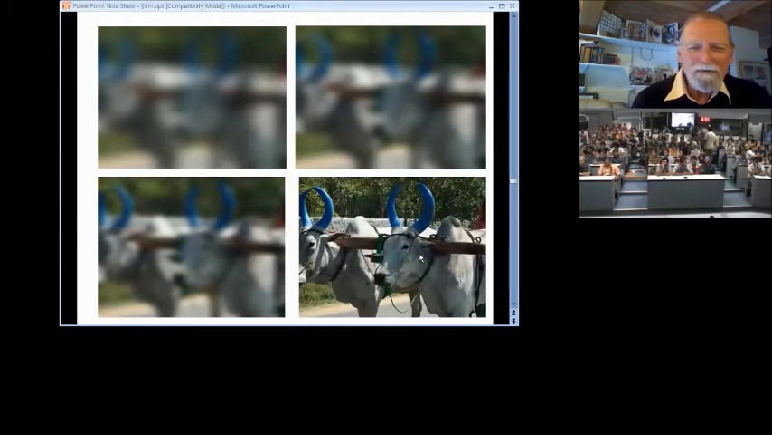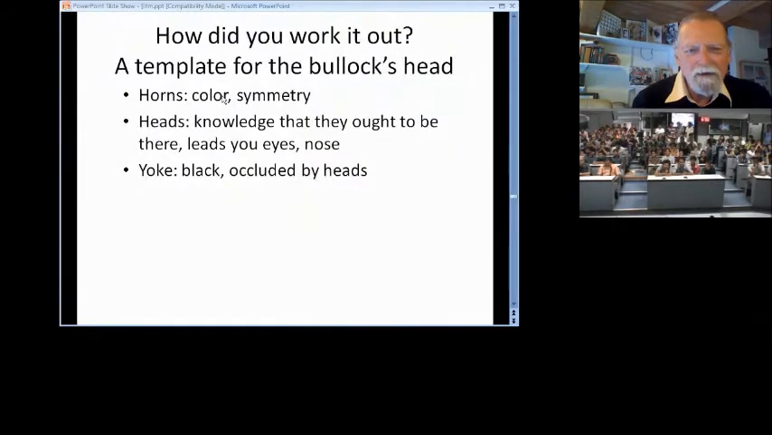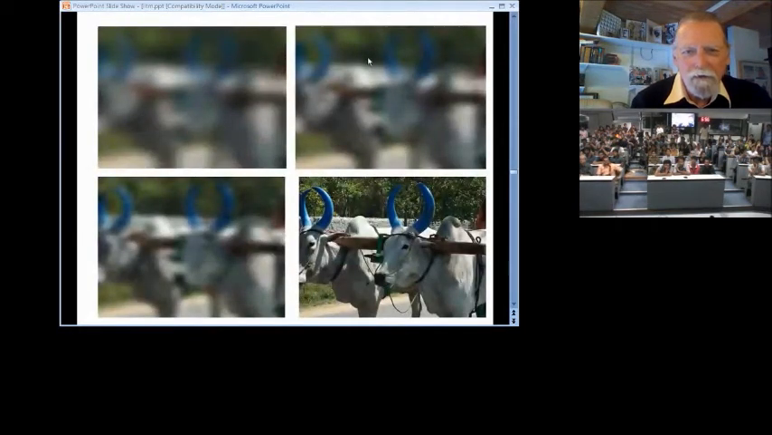Okay, now what's going on here? There are several things which are interesting. So first of all, the horns, with their distinctive color, of course painted for a festival. The symmetry of them is very striking. We're very good at recognizing symmetry. So these are sort of mirror image objects, so you cluster these. Then we have an occlusion phenomenon going on here, so this dark bar, the yoke there.